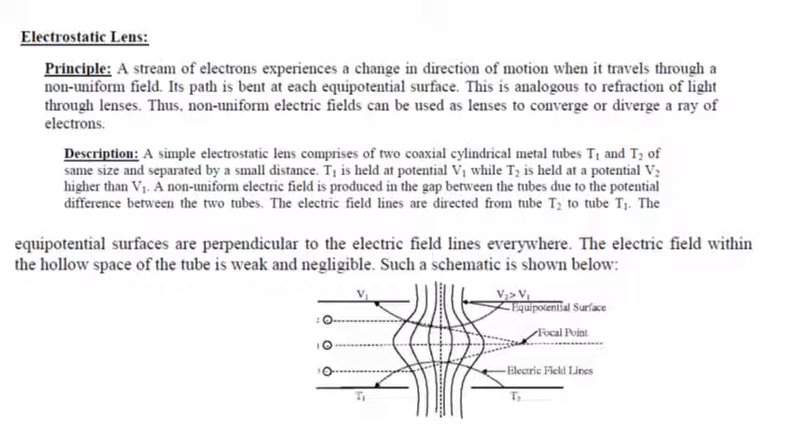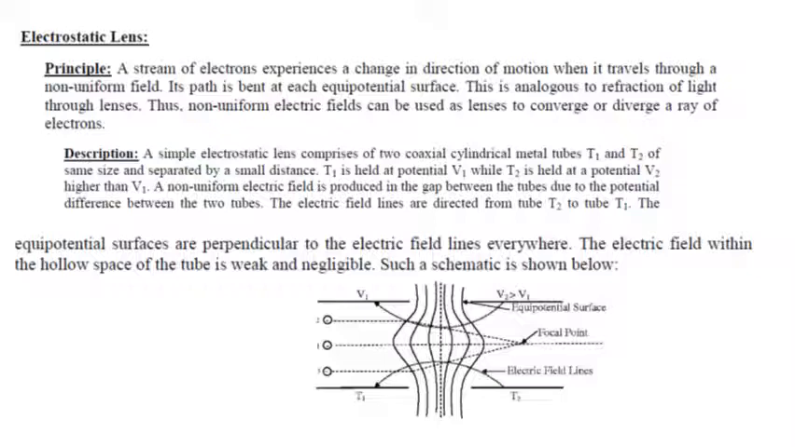In an electron lens, a stream of electrons experiences a change in direction of motion when it travels through a non-uniform field. We use Bethe's law here, and we have chosen the change in such a way through equipotential surfaces. Then this is analogous to refraction of light through lenses. The non-uniform magnetic field or electric field can be used as lenses to converge or diverge.